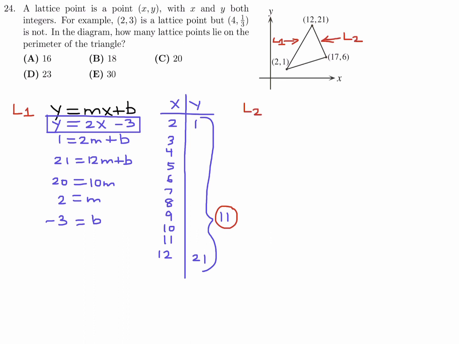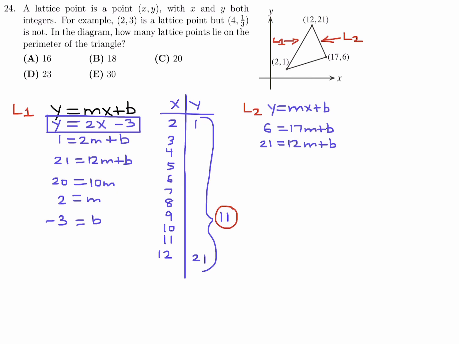So L2, in a very similar way, we'll figure out the equation. y is equal to mx plus b. Plug in the first one, which will be 17 and 6. So we get 6 is equal to 17m plus b. And plug in that point, you get 21 and 12. So it looks like 21 is equal to 12m plus b.